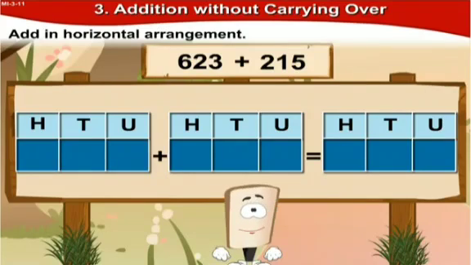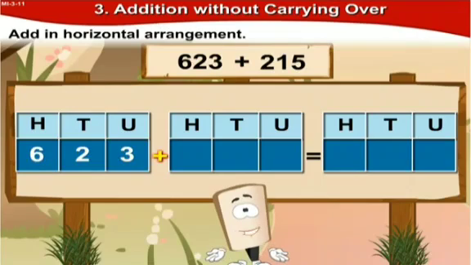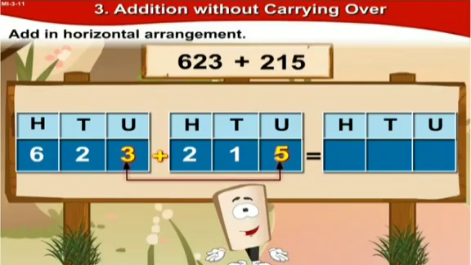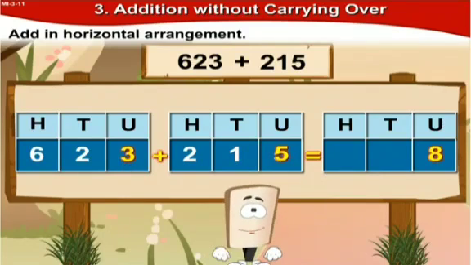623 plus 215. 623 means 600, 2 tens, 3 units, plus 215 is 200, 1 ten, 5 units. Now 3 units plus 5 units is 8 units, so write 8.